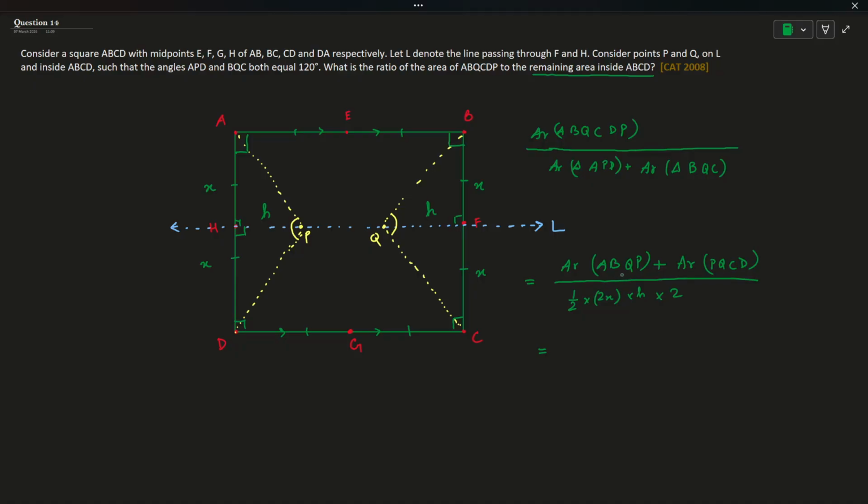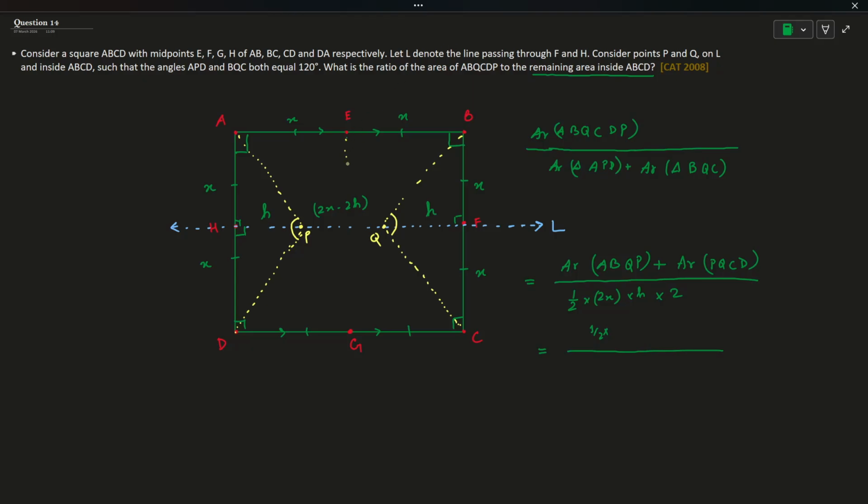So ABQP, this will be x, this will be x. So the entire distance from F to H will be 2x. So this length will be 2x minus 2h. And what is the area of a trapezium? Trapezium area is half into the height. So the height will be this distance.